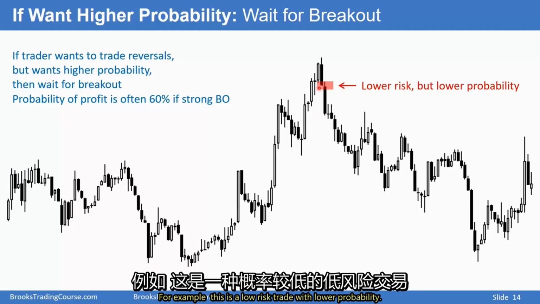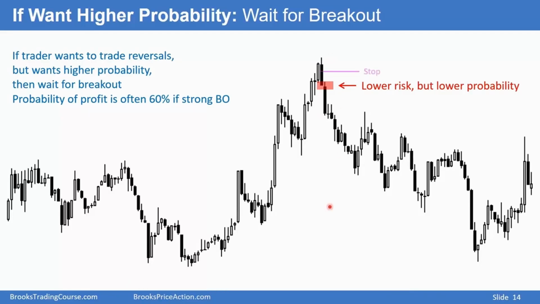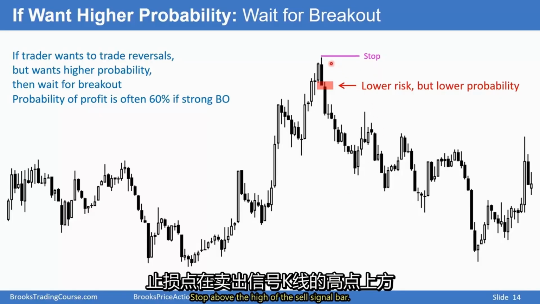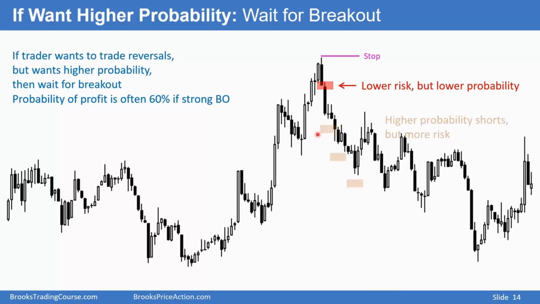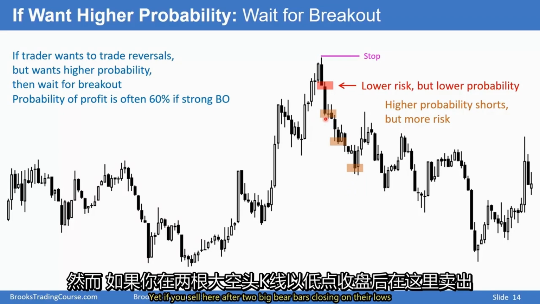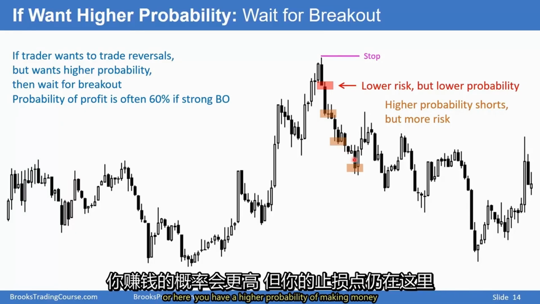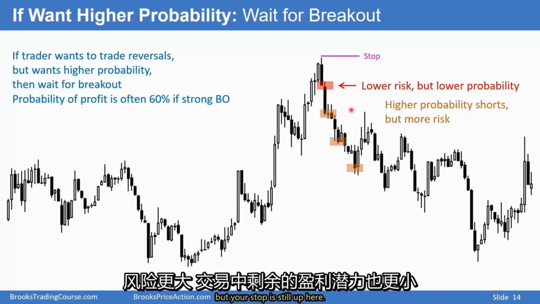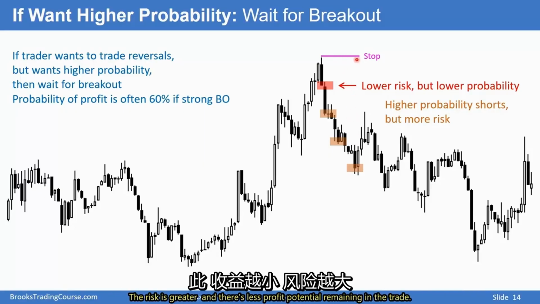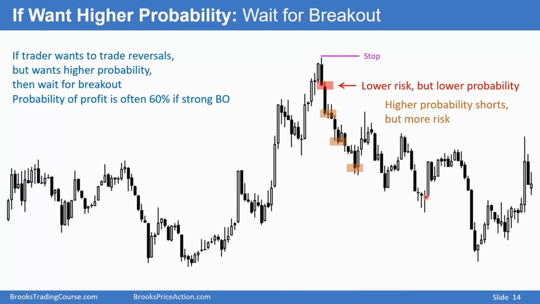For example, this is a low risk trade with lower probability. Stop above the high of the sell signal bar. Yet, if you sell here after two big bear bars closing on their lows, or here at the bottom of a 6-bar bear microchannel, or here, you have a higher probability of making money, but your stop is still up here. The risk is greater, and there's less profit potential remaining in the trade.